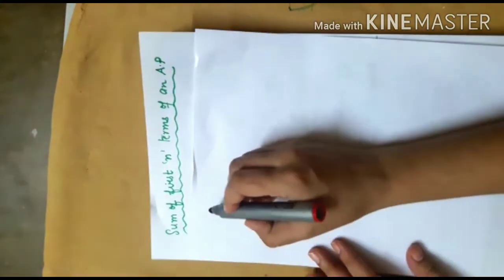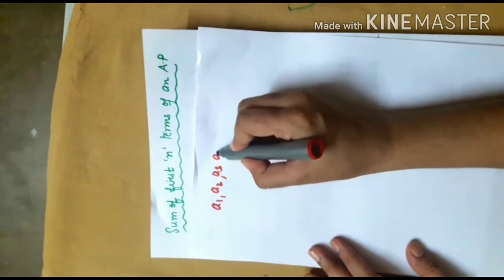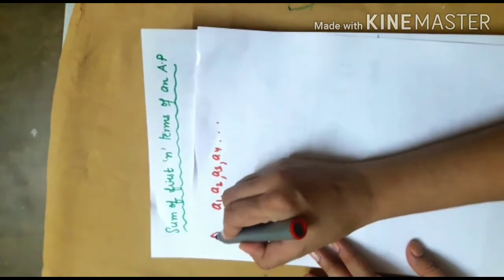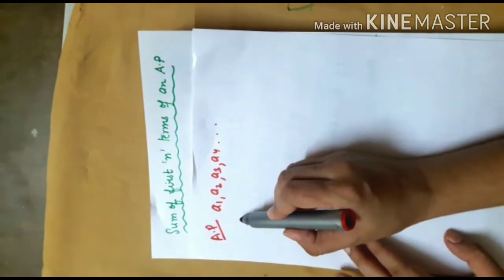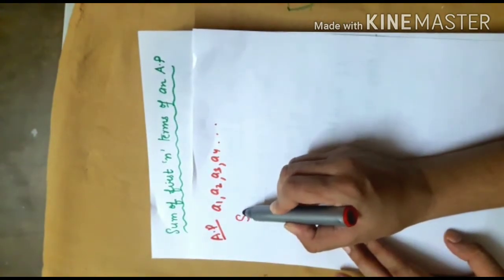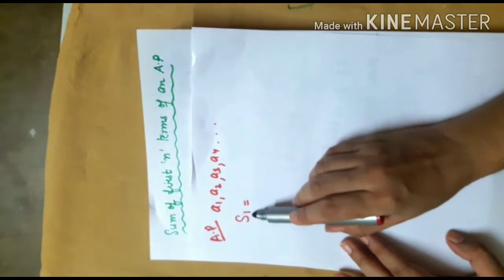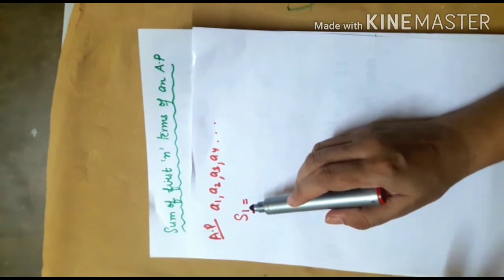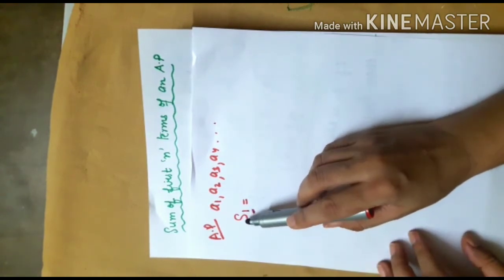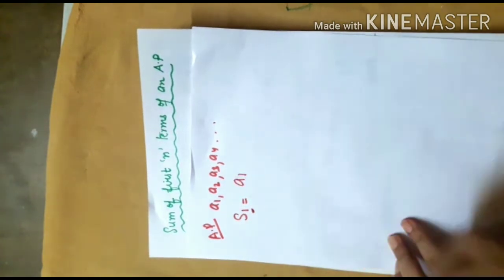Suppose we have a sequence of numbers A1, A2, A3, A4 and so on. Let this sequence be an AP. When I say S1, S stands for sum and this 1 stands for how many terms I have to take. So S1 means sum of first one term, so it will be equal to A1.